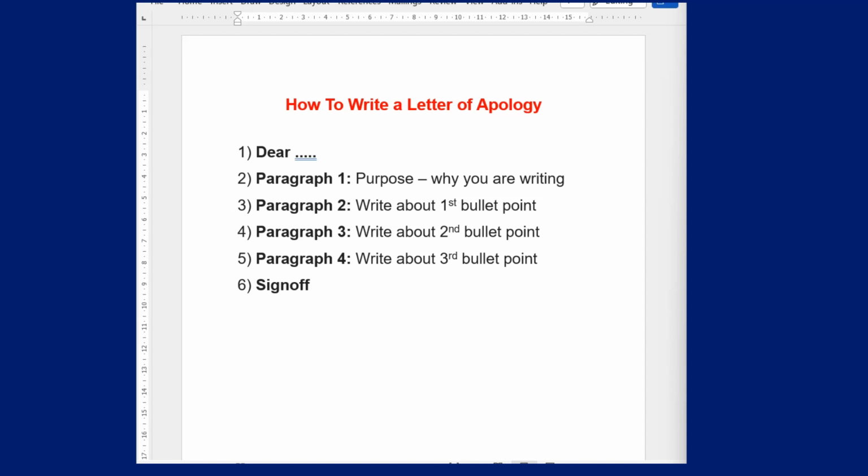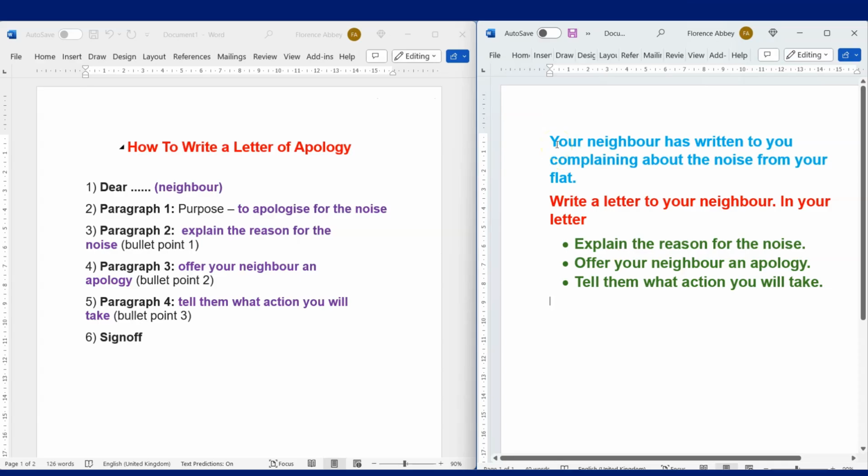That means that you're going to add in the details from the question, and then you are done. Okay, so let's look at the question and let's look at the details that we can write into it. So your neighbor has written to you complaining about the noise from your flat, and you have to write a letter to your neighbor, and in the letter you should explain the reason for your noise, offer the neighbor an apology, and tell them what action you will take.